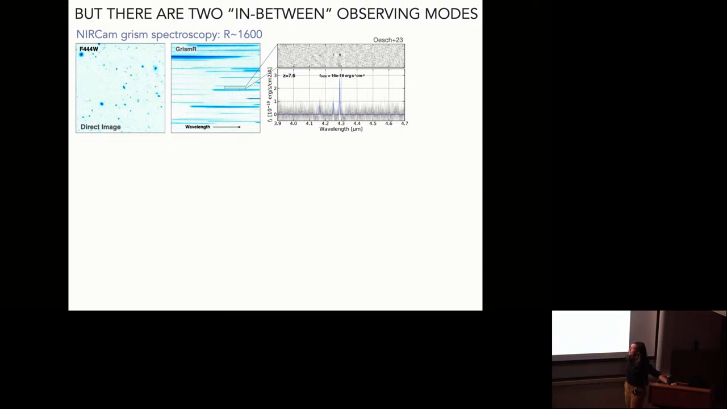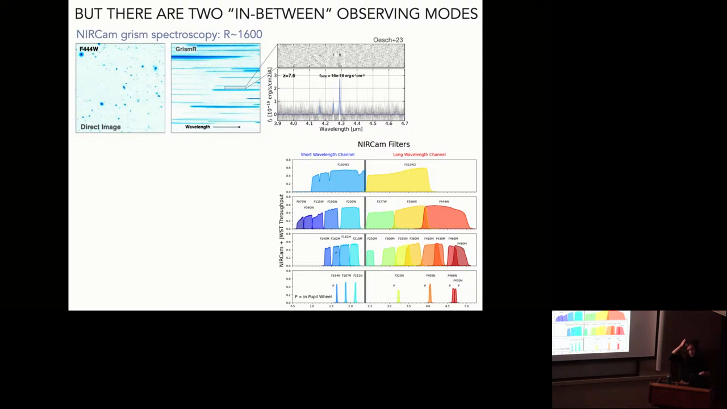And so you basically get a spectrum for everything that's in your field, but you're mostly sensitive just to emission lines, so you can really only look at star-forming galaxies, and that's mostly because all of your spectra are overlapping, and so you generally have to filter out the continuum in order to be able to tell which object a line is even really coming from.